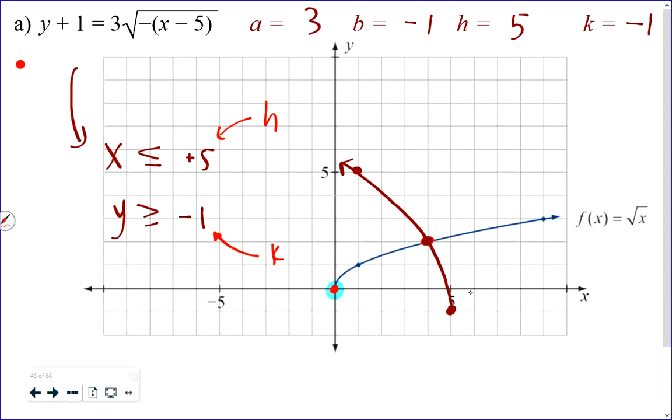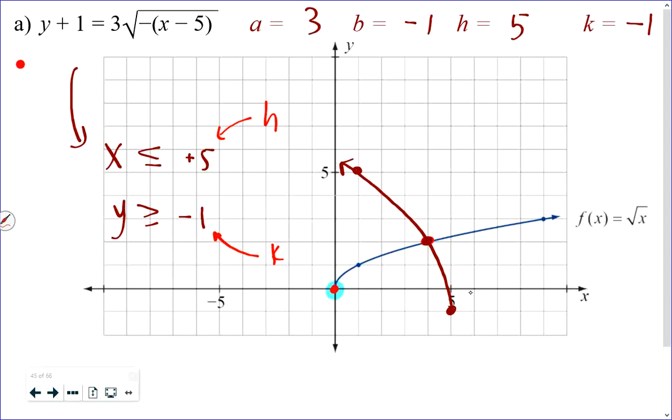The reason why y is greater than or equal to -1 is -1 is the y coordinate of that vertex, which is k. The reason why x, by the way, is not greater than or equal to 5 is because b being negative reflected things horizontally. But the reason why x is less than or equal to 5 is that 5 is the x coordinate of the vertex, which is h.